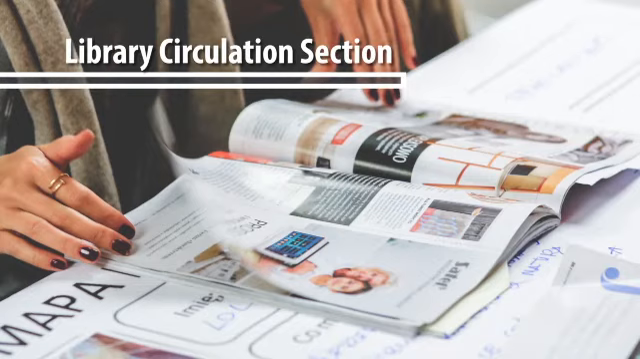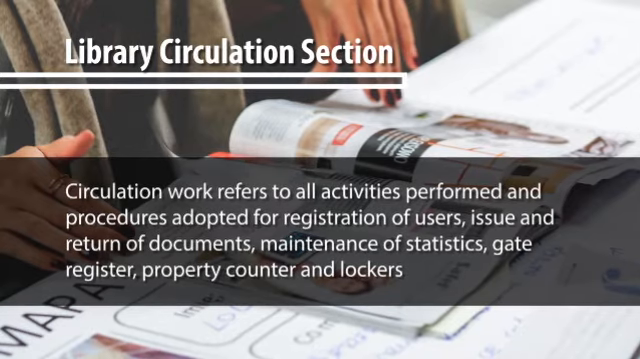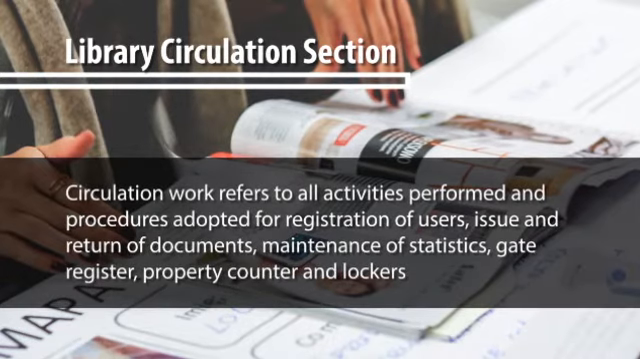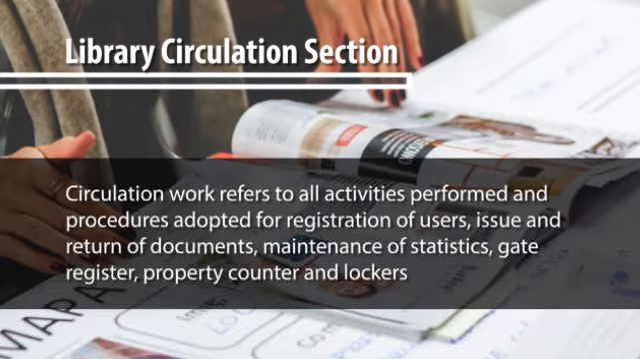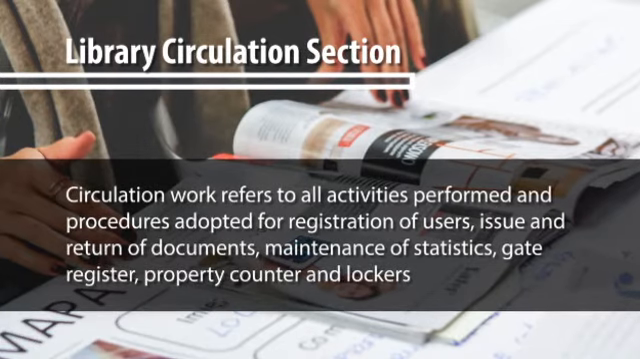But a very important component of the reader section is the library circulation section, where the charging and discharging of the resources, materials like books and other kinds of material, is done. So the library circulation section comes under the reader section. Here, circulation work refers to all kinds of activities performed and procedures adopted for the registration of users, where issue and return of the documents are done. The maintenance of statistics is done, that is, how much has been issued in a day, in a month, or in a year. Similar kinds of statistics are maintained.